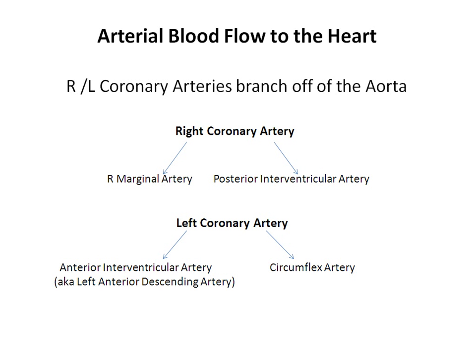It breaks off into the right marginal artery, which is going to supply the right side of the heart, and also the posterior interventricular artery, which is going to supply the right ventricle down to the apex of the heart and all the posterior ventricular walls.